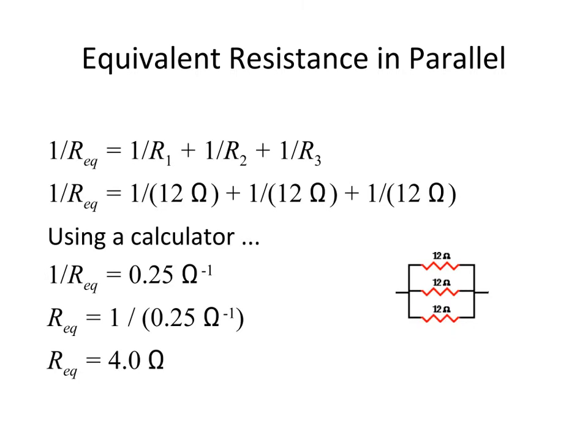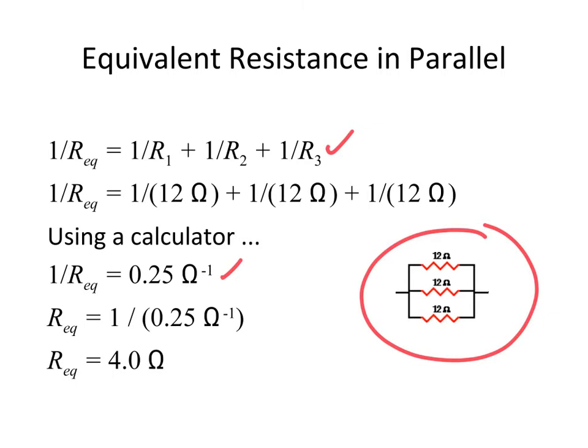So let's look at an example of equivalent resistance in parallel. Using our new formula right here, we'll substitute the values in. Here we have 3 resistors in parallel, and each of them has a resistance of 12 ohms. So we have 1 over 12 ohms plus 1 over 12 ohms plus 1 over 12 ohms, and if we use a calculator, then we get 0.25 ohms to the minus 1.